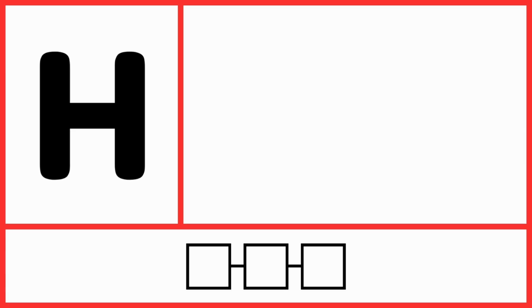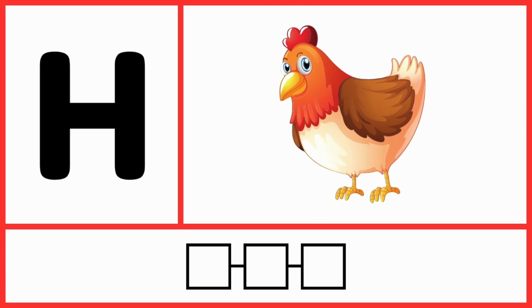H. H is for hen. Let's spell it. H, E, N. H is for hen.